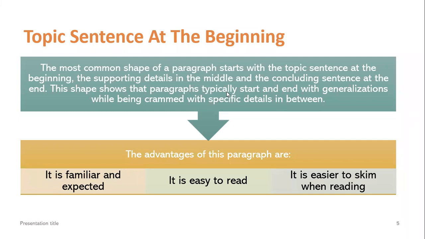So our first shape or structure is the topic sentence at the beginning. The most common shape of a paragraph starts with the topic sentence at the beginning, the supporting details in the middle, and the concluding sentence at the end. This shape shows that paragraphs typically start and end with generalizations, while being crammed with specific details in between. So what are the advantages of this paragraph structure? It is familiar and expected, it is easy to read, and it is easier to skim.